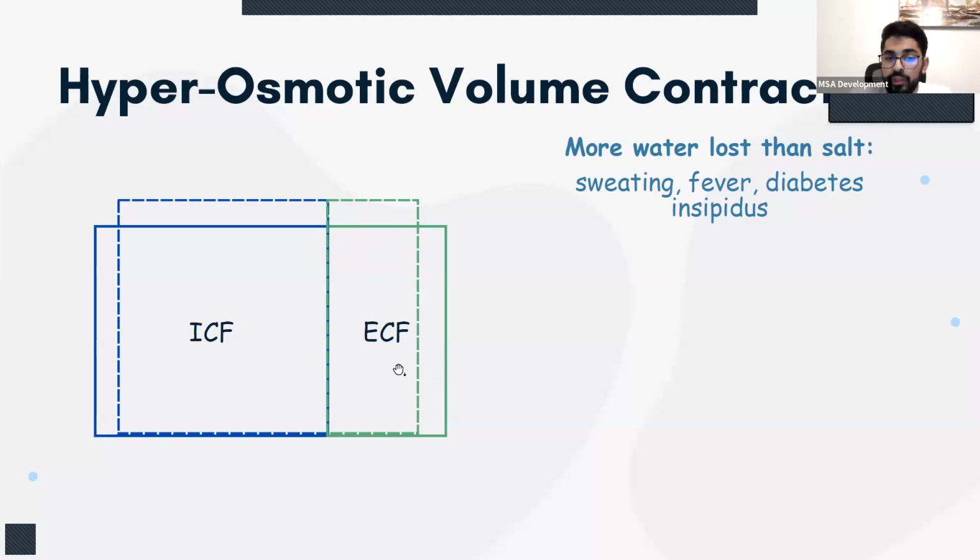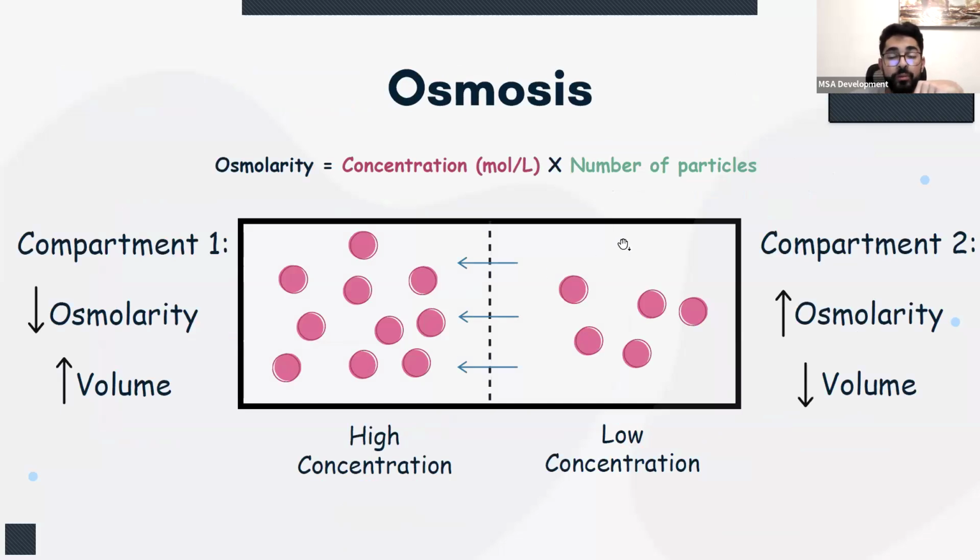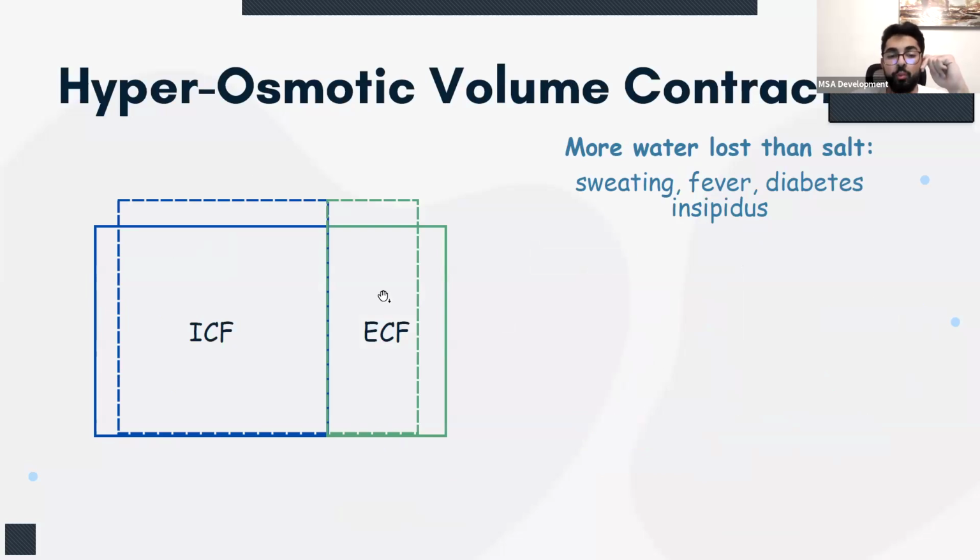Now, because the extracellular fluid has a higher osmolarity than the intracellular fluid, and as we said at the beginning of the lecture, the fluids move from the area of low concentration to the area of the higher concentration. This is going to happen here. Water is going to move from the intracellular fluid, from the area of lower osmolarity, to the extracellular fluid. And this is going to result in a decrease in intracellular fluid. Okay, so in this case, extracellular fluid is going to decrease first, and then intracellular fluid is going to decrease as a result of the higher osmolarity in extracellular fluid.